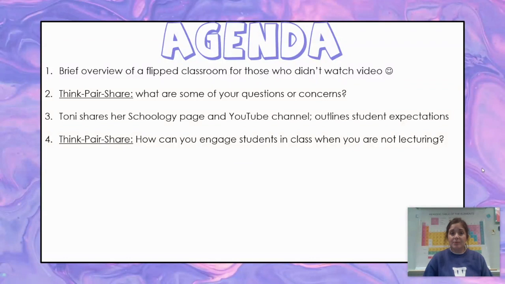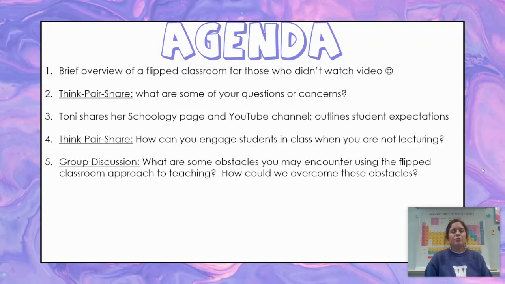Then I'm excited for this one because I want to hear what are some ways that you can think of that we can engage our students when we're not lecturing. So it's different at first to think like, wow, okay, I have all this extra time now because my kids are learning at home and we have more time to do actual real applications in school. So what are some things we could do to get our students more engaged since we're not lecturing in lieu of that?